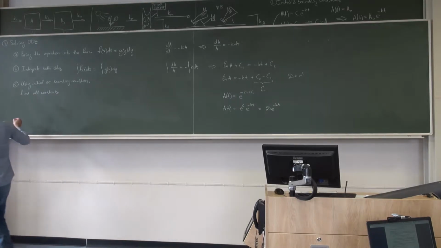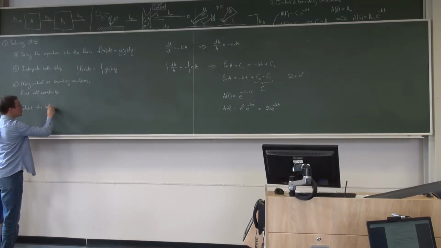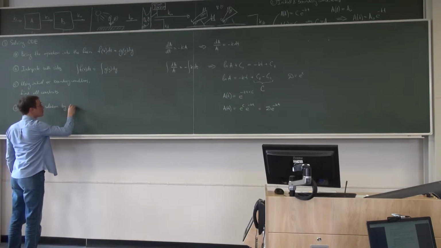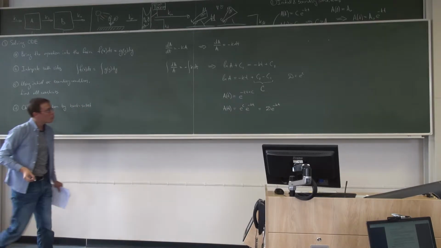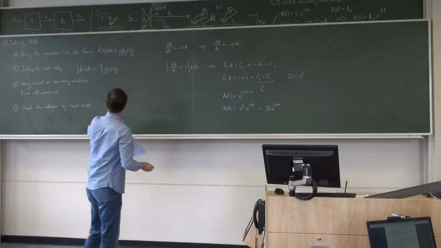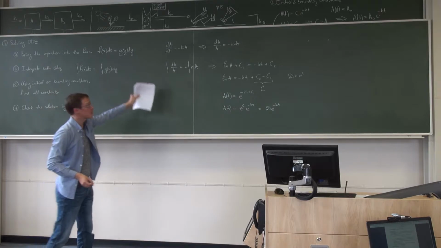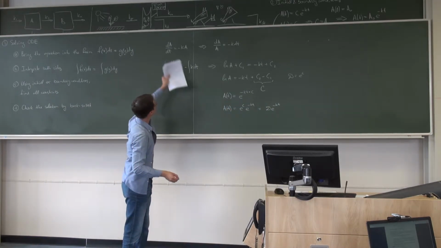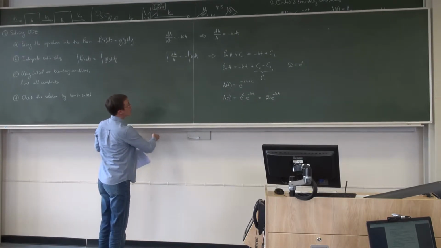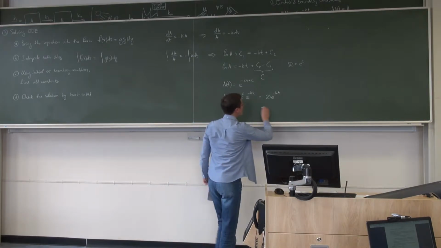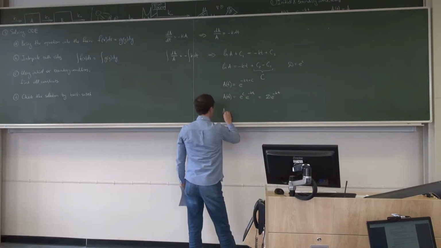And the last extremely important step that people skip, but it's not a good idea: check the solution by back substitution. Simply speaking, just put your result into the original equation and make sure that this function, when you differentiate it, satisfies this equation. Let's say we've got this a0 e to the minus kt, so that's our particular solution.